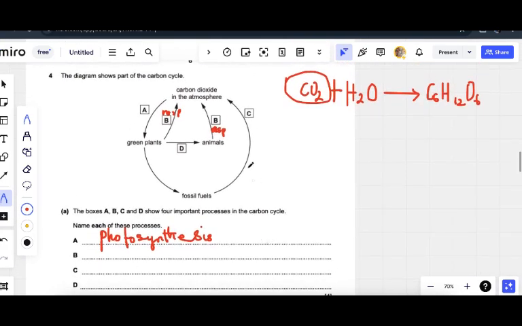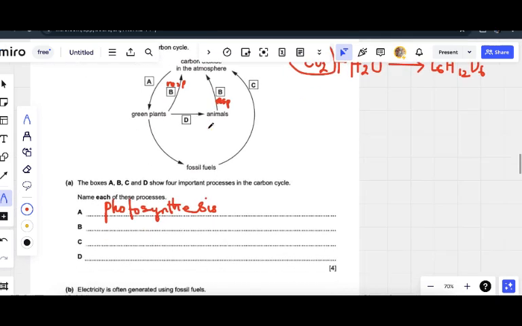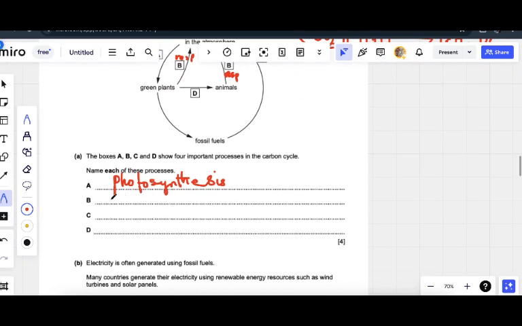Now, B is respiration. I told you the green plant also respires and gives back carbon dioxide to the air, and the animal also respires to give carbon dioxide to the air. So B is respiration. When the plants and the animals respire, they give carbon dioxide back to the atmosphere. Now let's see what C is.